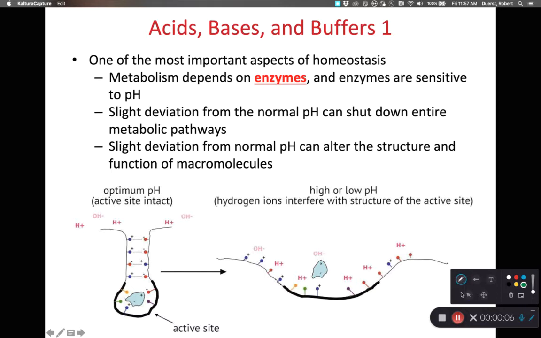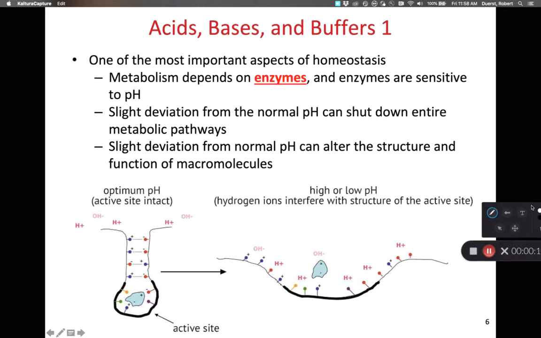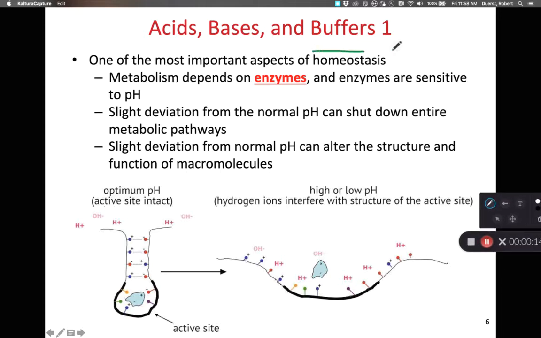Hi class, in this recording we're going to focus on acids and bases and buffers, what they are. As we look at acids and bases and buffers, these are very important to our body in that they help us to maintain homeostasis. If you've forgotten, that's okay.